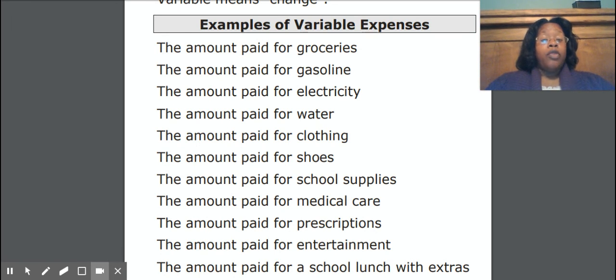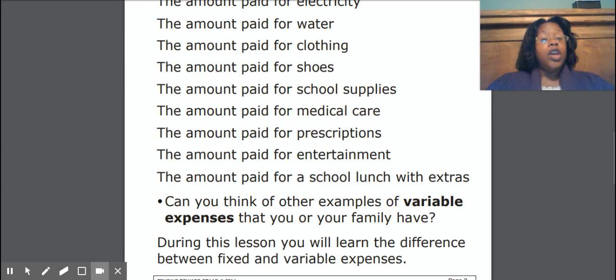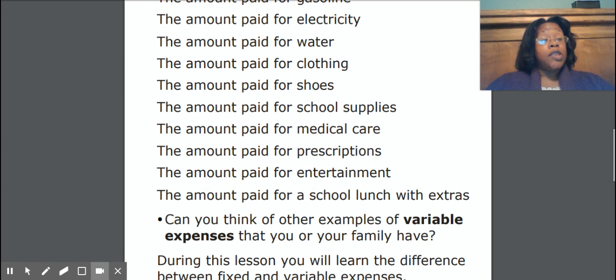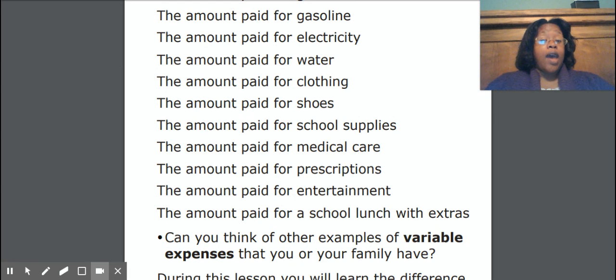The amount paid for a prescription. Some prescriptions are expensive and some are really cheap. The amount paid for entertainment. You could go to the movies or you could just go to Taco Bell to eat. The amount paid for a school lunch with extras. Some of you go and you get 2 pieces of pizza or you get ice cream. Well, some days you don't get ice cream. So those would be variables. They change. Can you think of other examples of variable expenses that you or your family have?